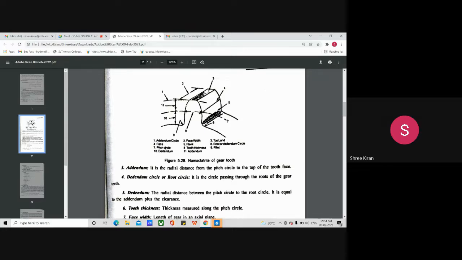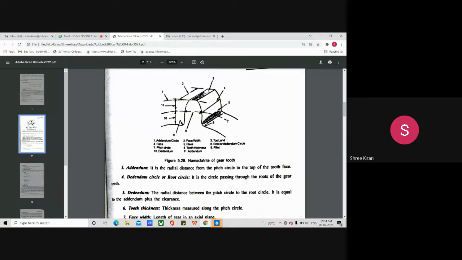The fourth one is the dedendum circle or root circle. It is the circle passing through the roots of the gear teeth. This is what we name the dedendum circle. See, this is the roots. It is a circle passing downwards through the roots of the gear teeth.